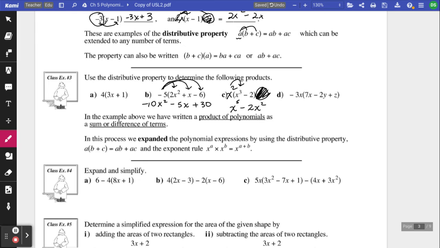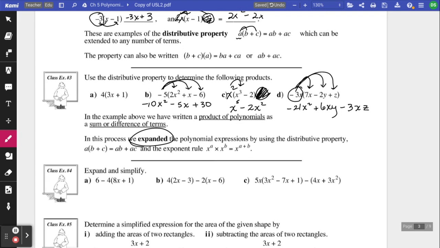Okay, 3 terms, no big deal. Take this, take the sign in front and multiply it. Minus 21x squared. Watch your sign. A negative times a negative. Positive. 6xy. Negative times a positive is a negative. 3xz. All right? That's called expanded. That's expanding the polynomial expressions.